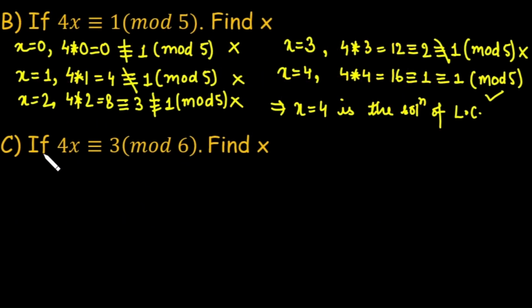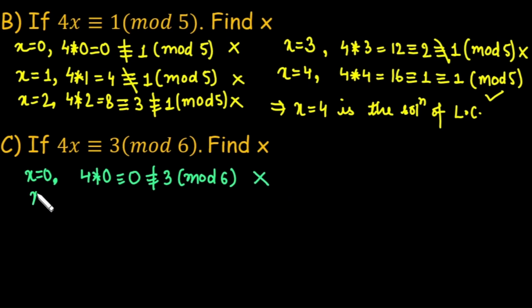Taking one more example: if 4x is congruent to 3 mod 6, find x. In this case, check whether x equal to 0 is a solution or not. 4 times 0 is 0, and that is not congruent to 3 mod 6 because we need the remainder to be 3 in this case. So it is incorrect. Now x equal to 1. 4 times 1 is equal to 4. 4 divided by 6 has remainder 4 because 4 is less than 6. So this can never be congruent to 3 mod 6.